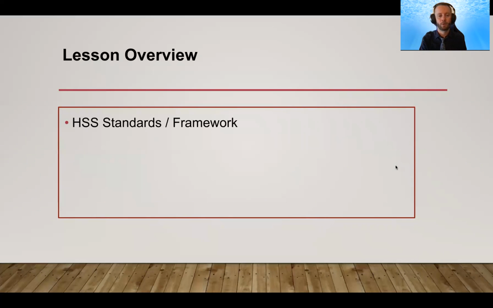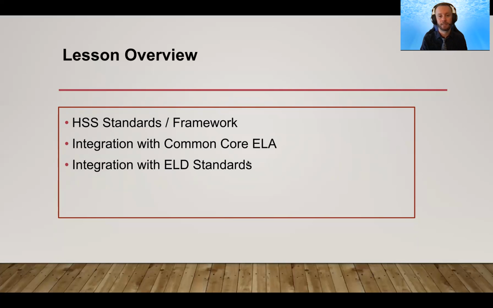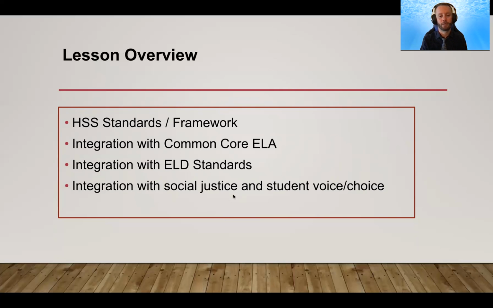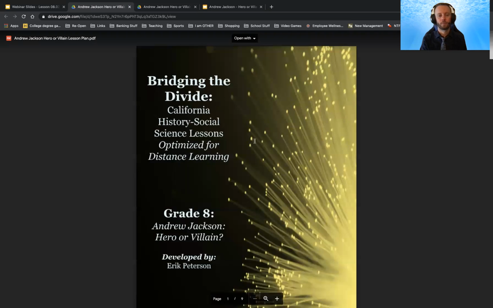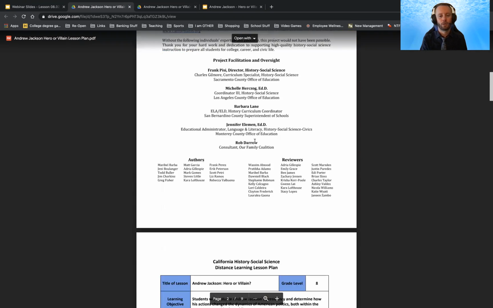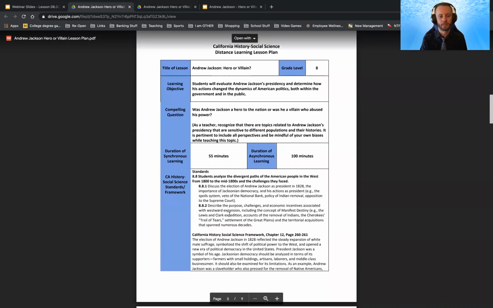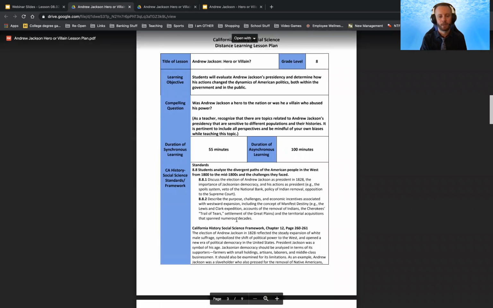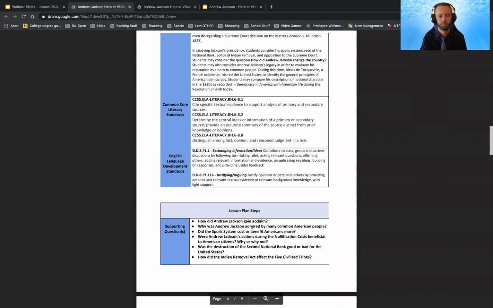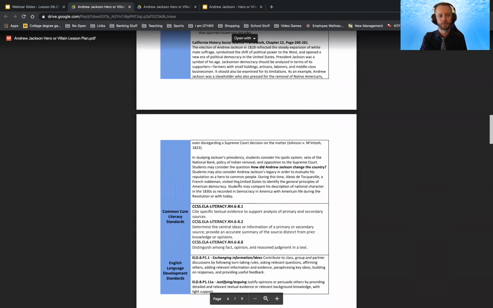All of the lessons that were included in the CLIC website have the California History Social Science Standards and Framework included. They're integrating Common Core ELA standards and ELD standards. Additionally, this lesson integrates social justice and student voice and choice. Now let's look at the lesson plan. As I stated, this lesson will have the California standards and the framework incorporated. It also incorporates the ELA standards and ELD standards.